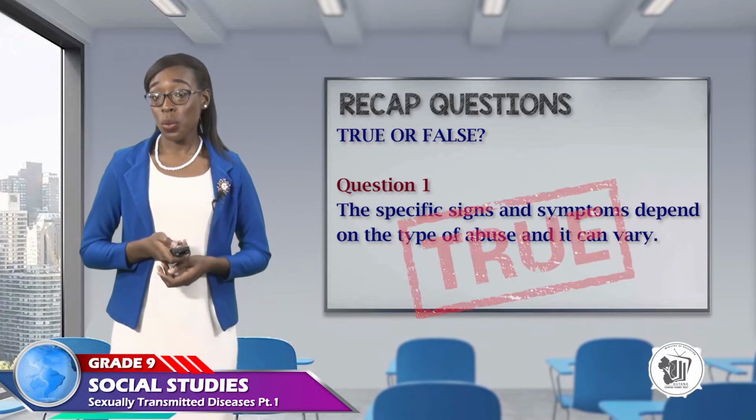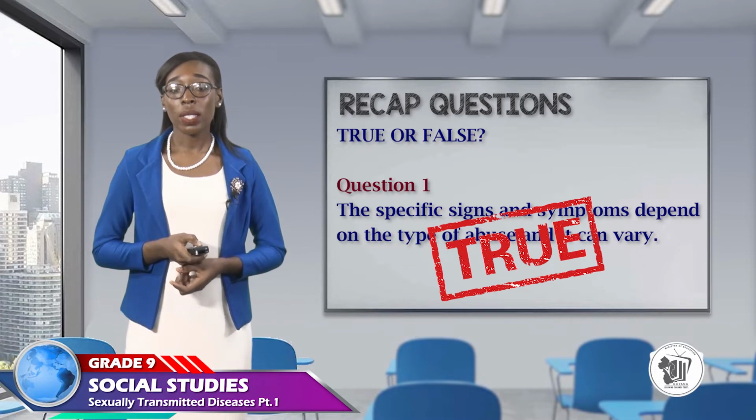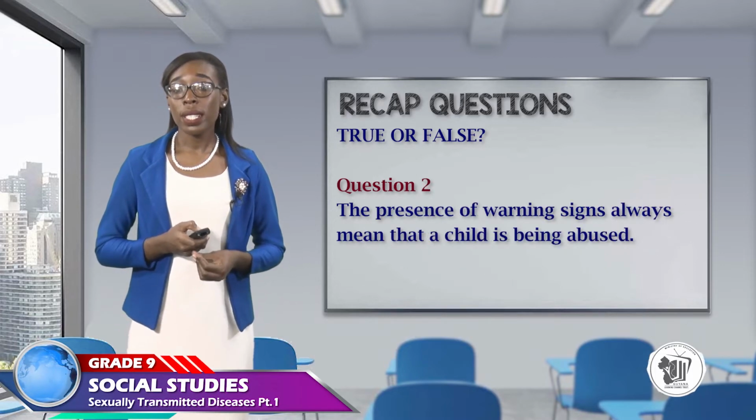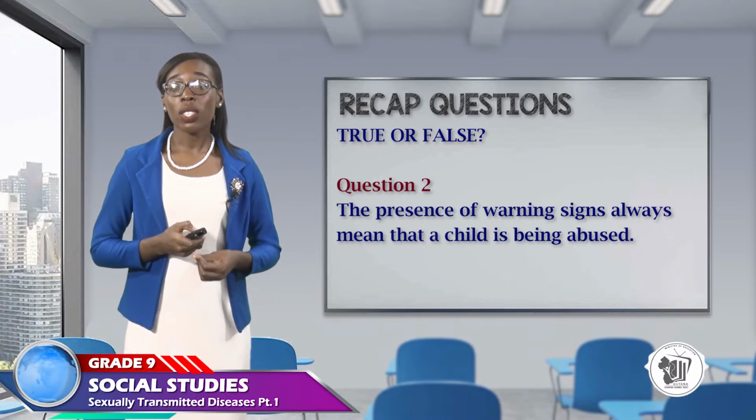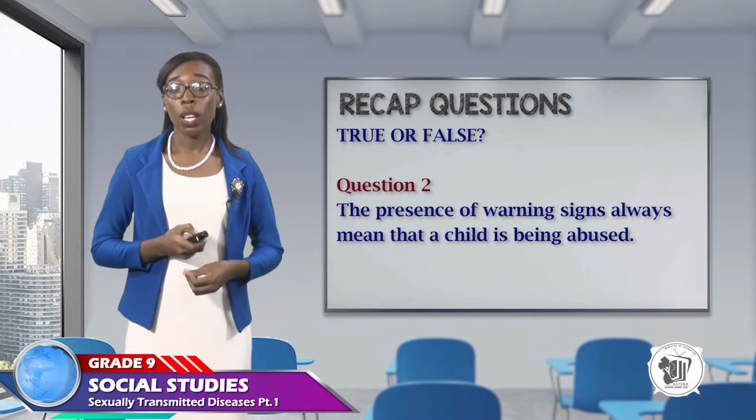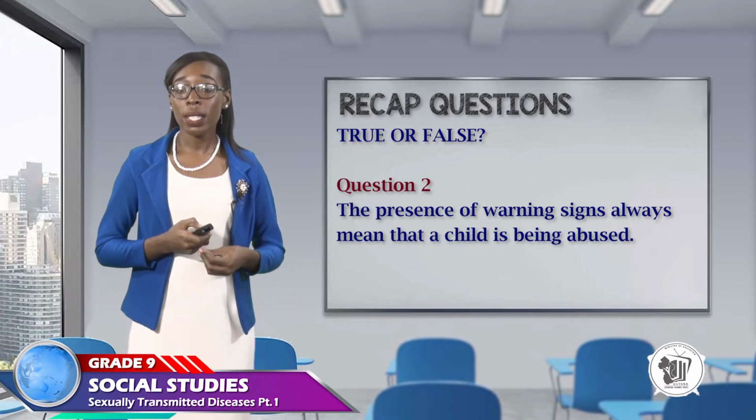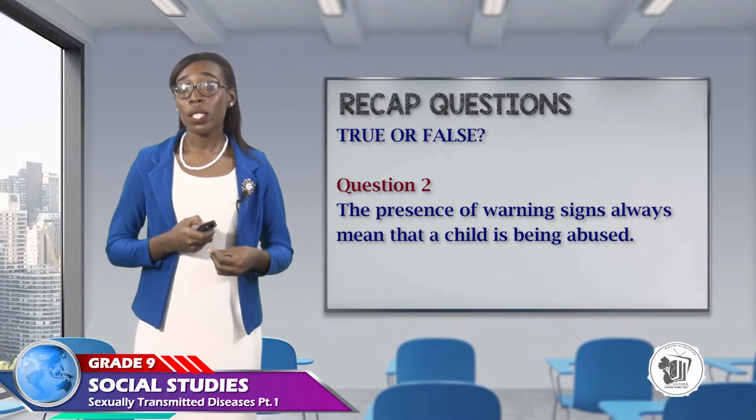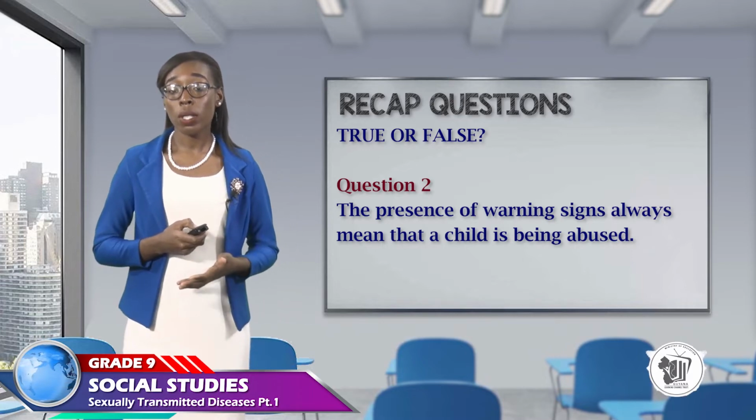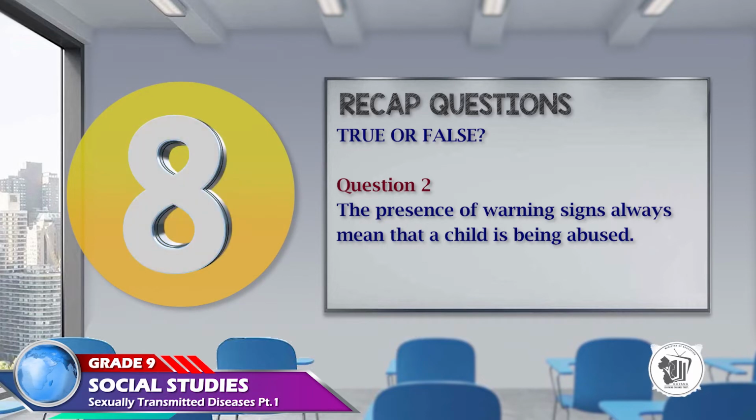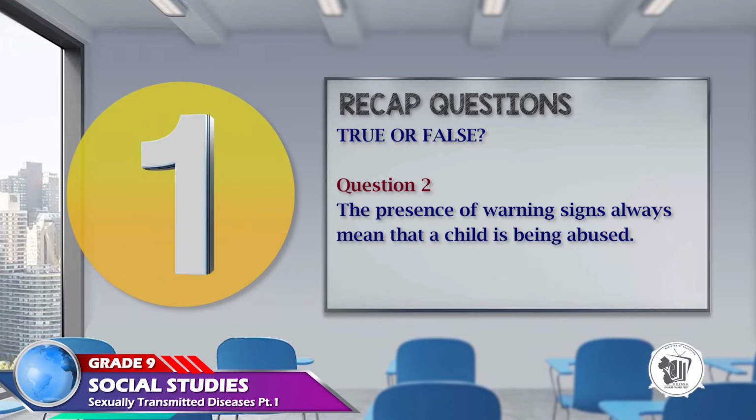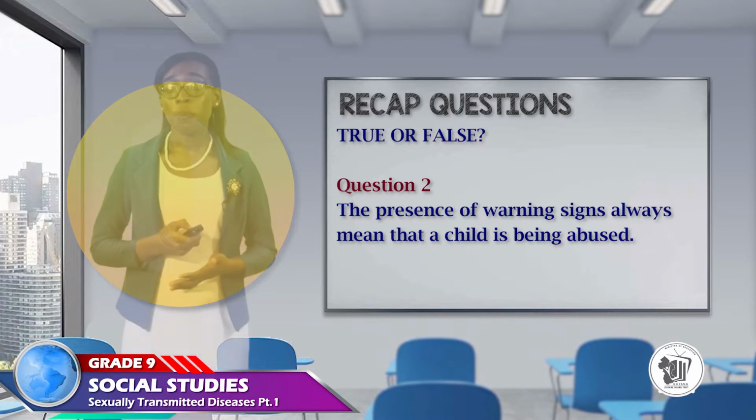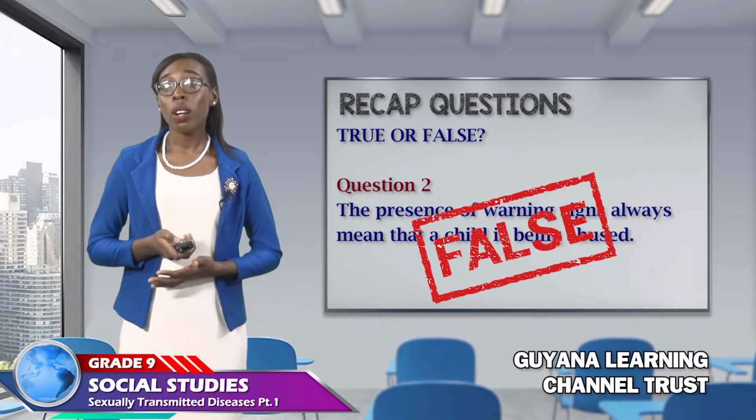This statement is true. Let's go on to the second question. The presence of warning signs always means that a child is being abused. Is this true or is it false? If you said false, you are correct.